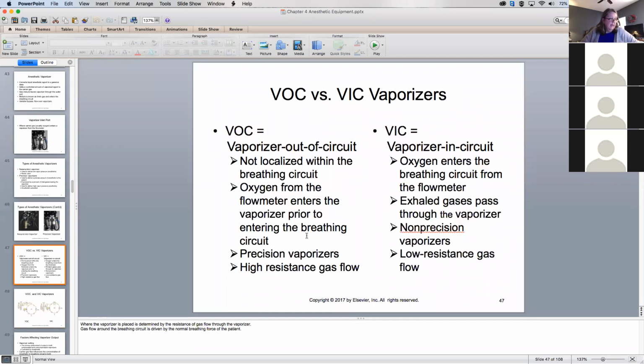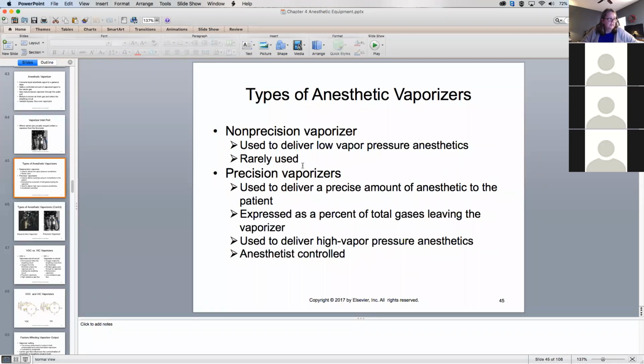So again, precision vaporizer is out of circuit, in circuit is called non-precision. The key is they were used because the old agents that we used to have had a low vapor pressure. Methoxyflurane had a very low vapor pressure, meaning it was considered non-volatile, and it didn't want to readily turn into a gas. So it was stable in the jar, exposed to air, exposed to oxygen.